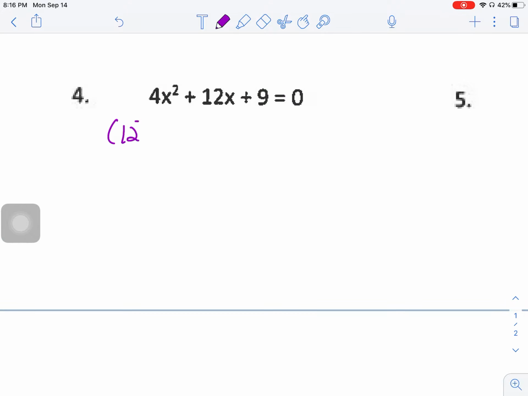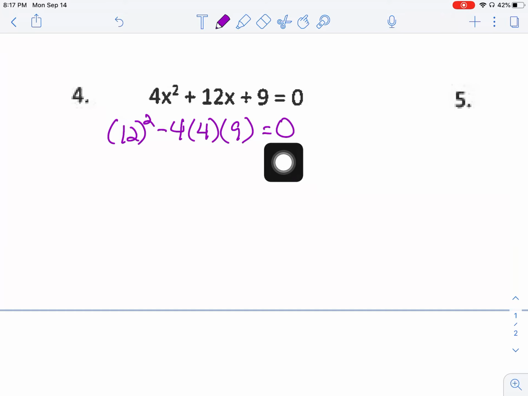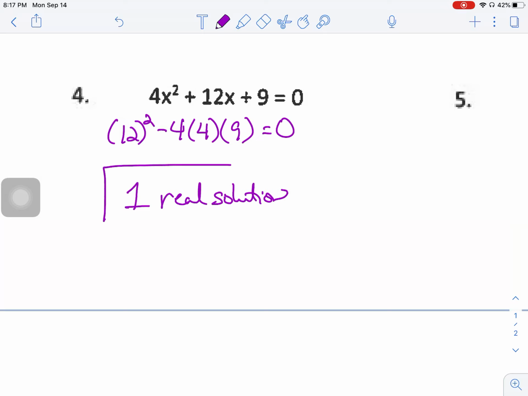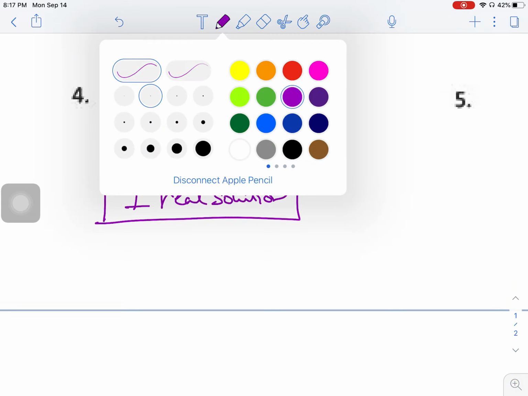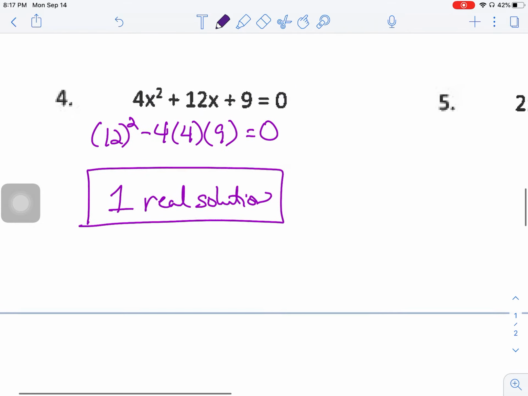So b squared minus 4 times your a value times your c value. So let's see, 12 squared minus 4 times 9 is 0. So be careful. When the discriminant equals 0, that actually means you have 1 real solution. It's weird because a lot of times students see the 0 and they think it's 0. That's not true. 0 real solutions happens when you have imaginary. The only way you're going to get imaginary is if your discriminant is negative. So just keep that in the back of your head as you're doing these problems.